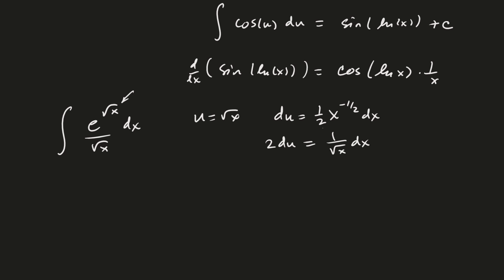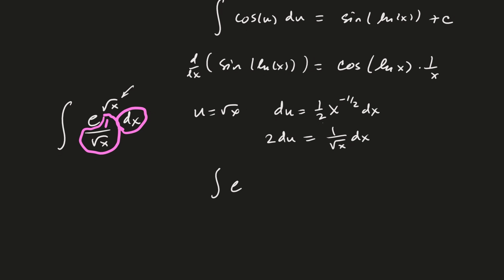And so therefore, when I make my substitution, I'm thinking of pulling out this 1 over square root of x dx, right? That's for my substitution. And so the integral would become the integral of e to the u du. And so we just get e to the u plus c, which is e to the square root of x plus c.